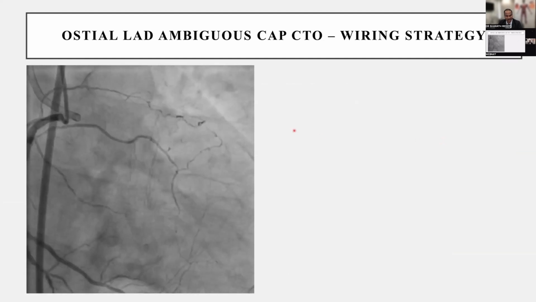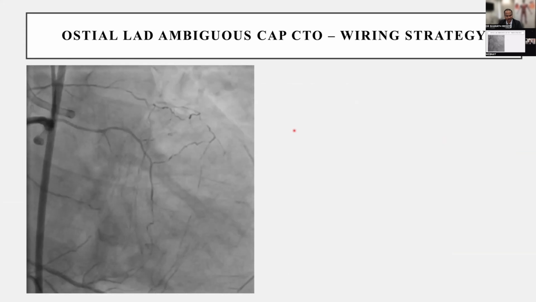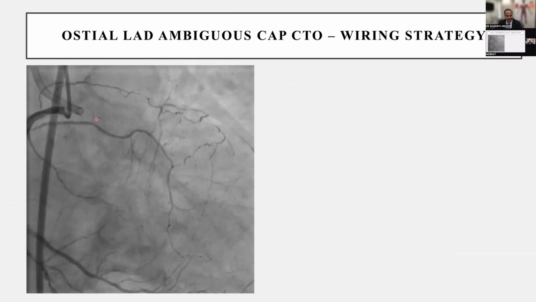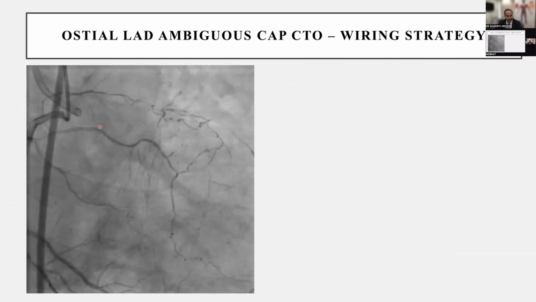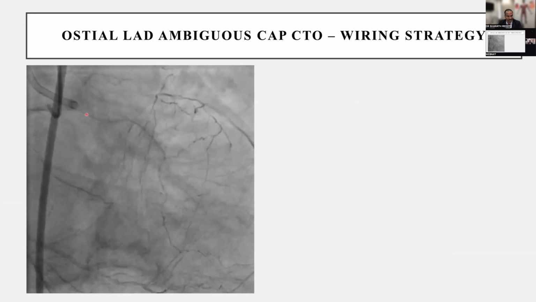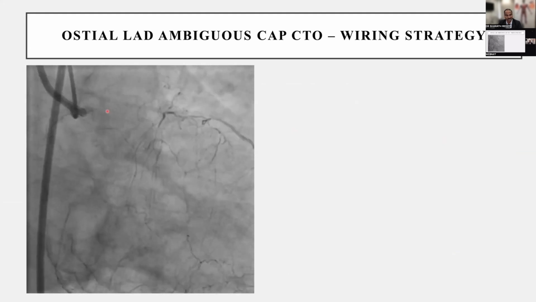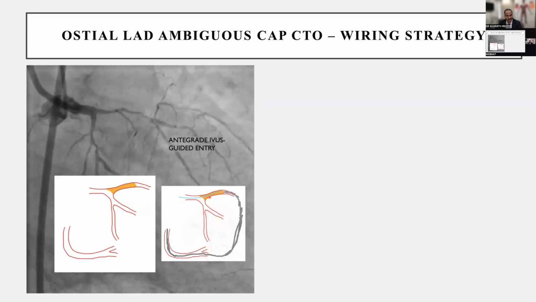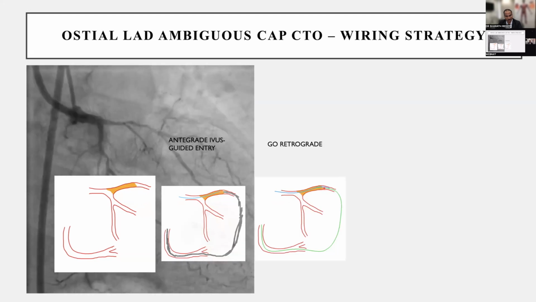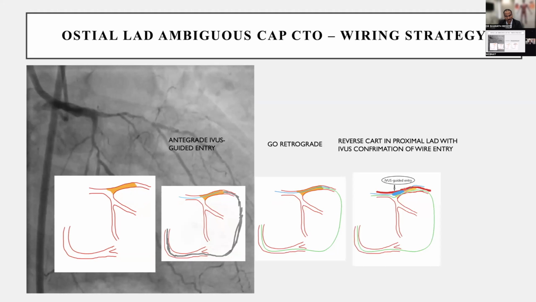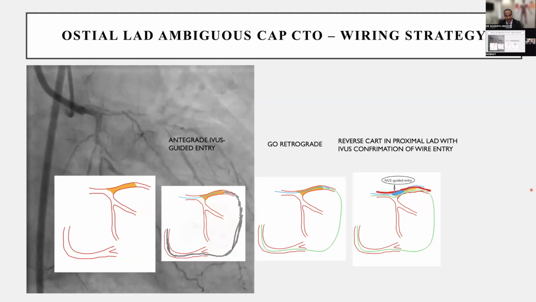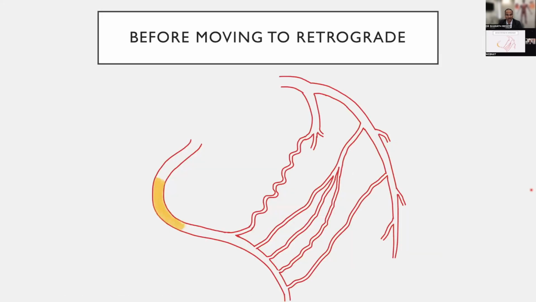In this special circumstance, the ambiguous ostial LAD CTO, the wiring strategy is very important. If you just go antegrade without IVUS and you lift a flap and occlude the LCX, you will have an on-table catastrophe. And if you go retrograde without antegrade preparation and close the LCX by entering the LMCA, again you'll create a problem. To prevent such catastrophes, the best strategy here is IVUS-guided antegrade cap puncture first. Then if you can't reach the distal true lumen, go retrograde and do reverse CART beyond the ostium. That's key. Your retrograde wire shouldn't come to the ostium. This is the best strategy for ostial LAD or ostial LCX CTOs to prevent catastrophes on table.